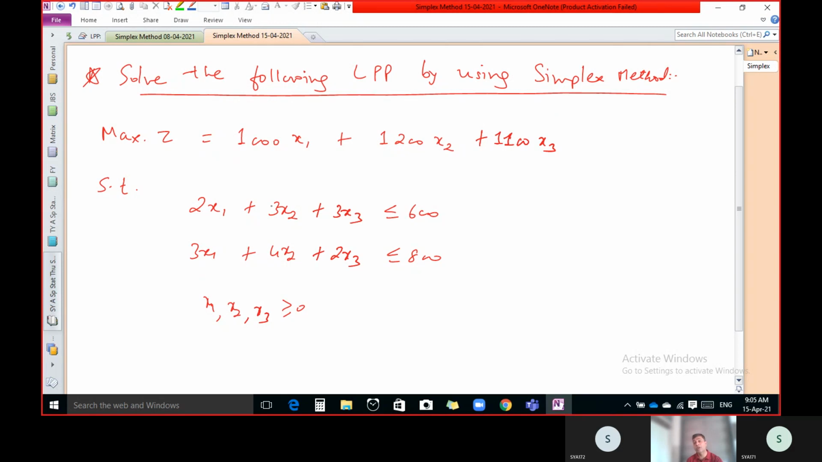Now this problem you cannot solve by using graphical method. Reason, there are three variables in the problem. So we have to compulsorily use simplex method even if it is not mentioned. So a linear programming problem is possible to solve by using two methods. One is graphical method, the other one is simplex method. There is a limitation of graphical method. It is applicable only for two variables. If there are more than two variables, we have to go for the simplex method only. Okay. Now the question is how to solve this problem.